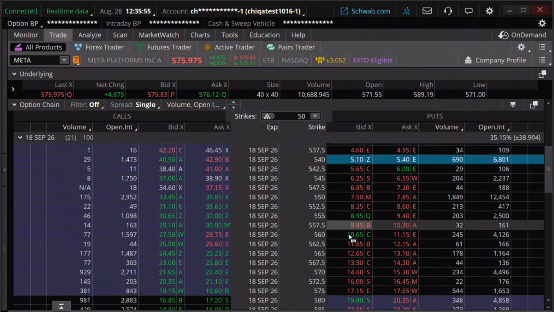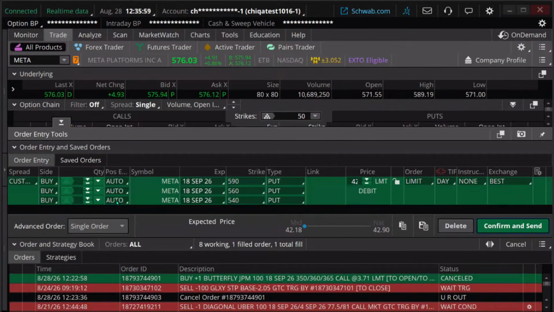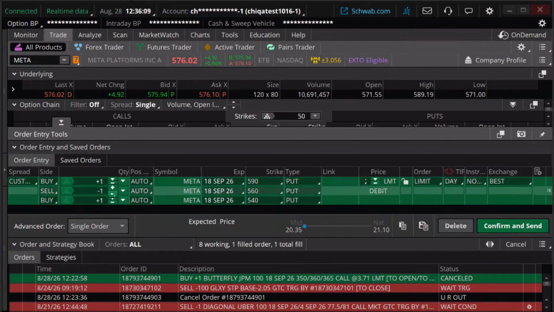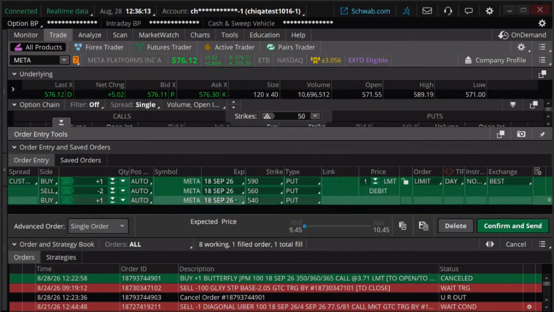560 was the middle strike. I'm going to sell that one. I'm going to hold down my control key there on that. Okay. So, and I think I clicked on, meant to sell it. Okay. But what I want to do is I want 2 contracts of the short. So 590 long, 2 contracts short 560, 1 contract long 540.